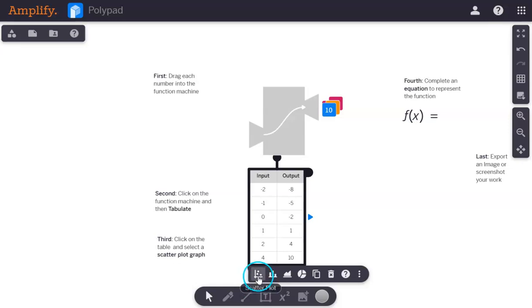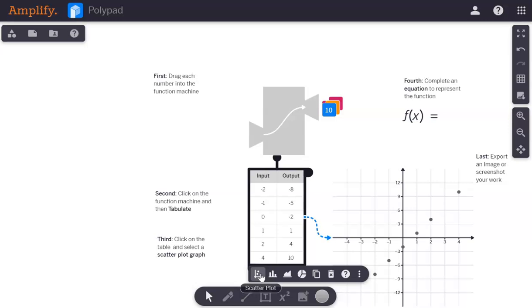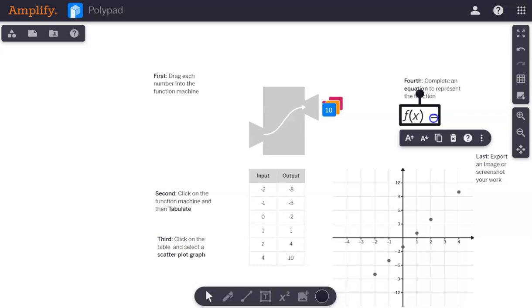Now, it does have scatter plot. I wish it would just graph a line, but that's not an option. Or maybe it is, and I just don't know what I'm doing. But click on scatter plot, and it will plot the points that they have put in their table. And then they can use that to try to help them come up with an equation.